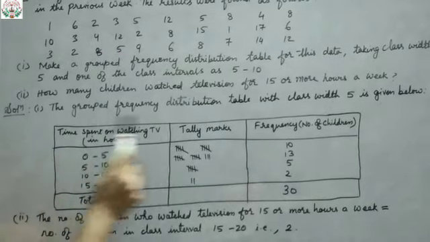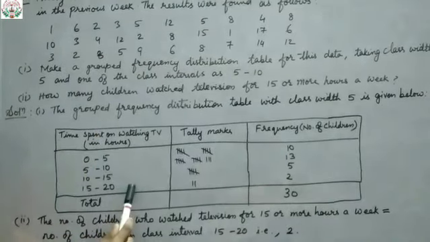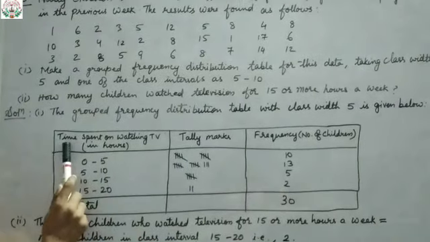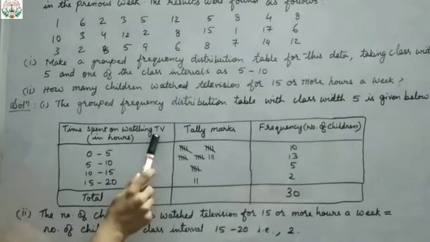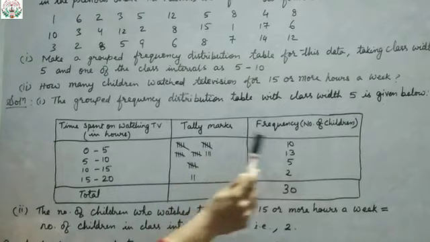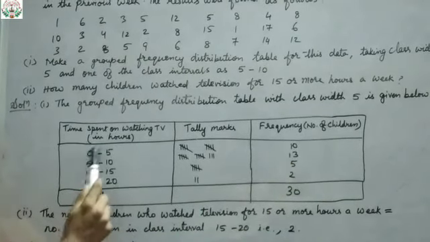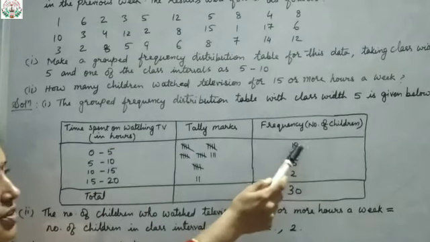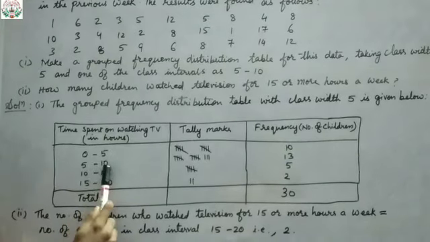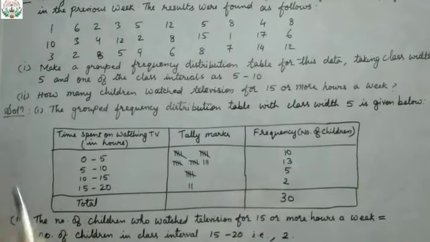Okay. The frequency distribution table for the above data is like this. 3 columns you have to make. First column, time spent on watching television in hours. Second column you have to make tally marks, and third is the frequency, that is the number of children: how many children are watching the television for 0 to 5 hours, then 5 to 10 hours, then 10 to 15 hours, and 15 to 20 hours. That we have to get here.